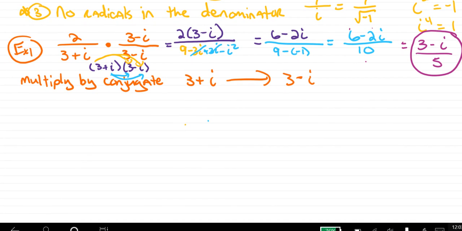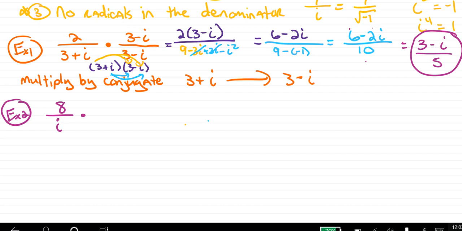All right, let's try another example. Let's try example 2. For example 2, let's take something like 8 over I. If we have 8 over I, this would again be considered an improper final answer. The reason this would be an improper final answer is because we have a radical in the denominator. Again, because I is a square root of a negative, so it's a radical.